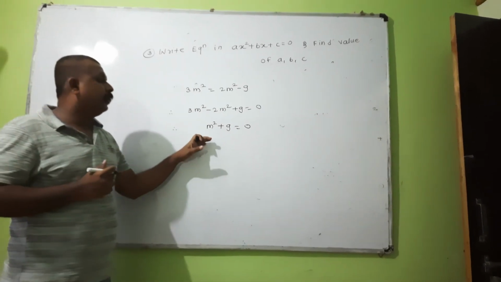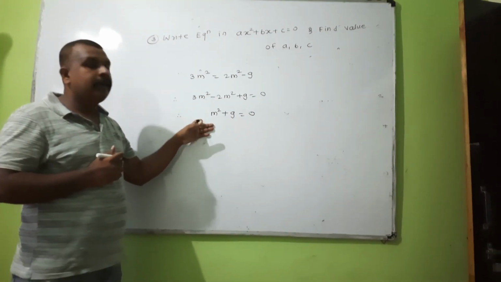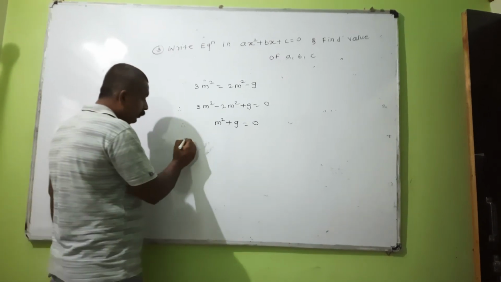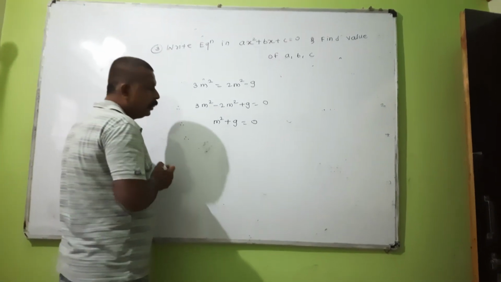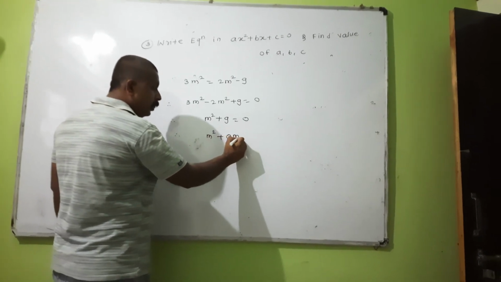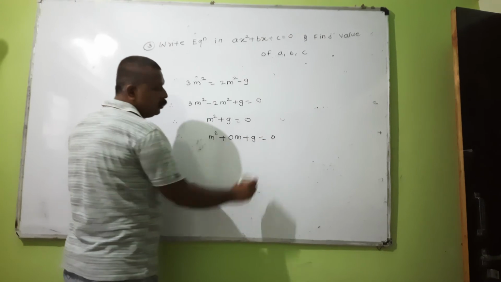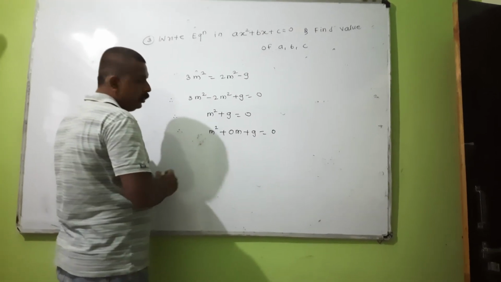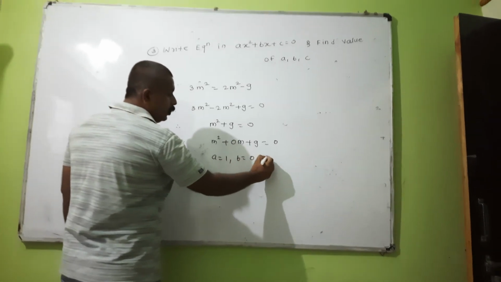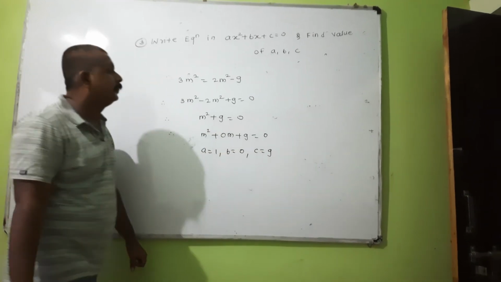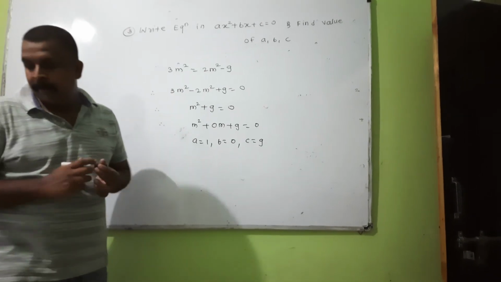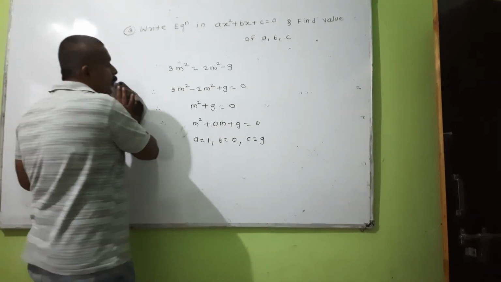But when you write down, try to write the equation in standard form. There should be 3 parts. If one part is missing, you can replace it by 0. So m square plus 0m plus 9 equal to 0, because b is missing here. So what is the value of A? 1. What is the value of B? 0. C is 9. Okay? Got it? Okay. So let's see the next example.